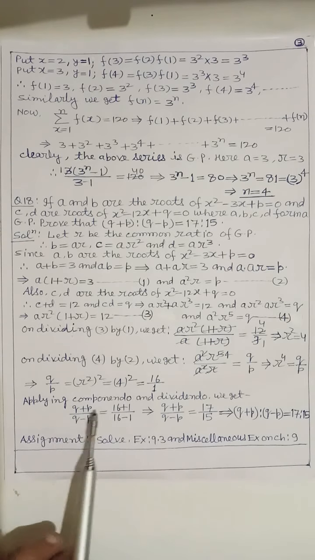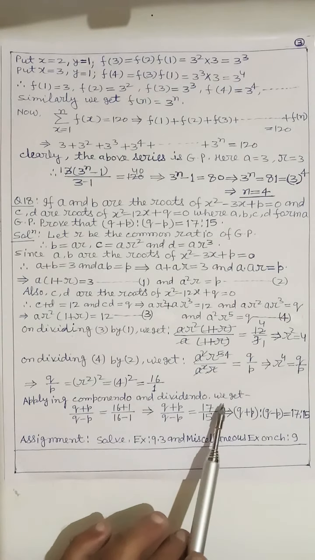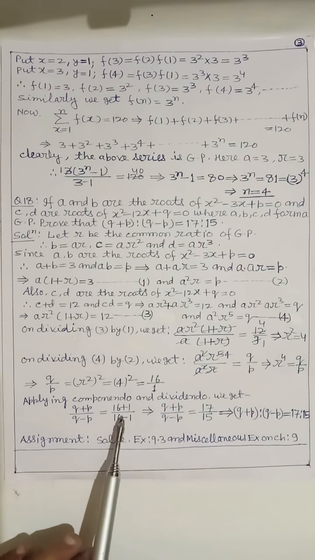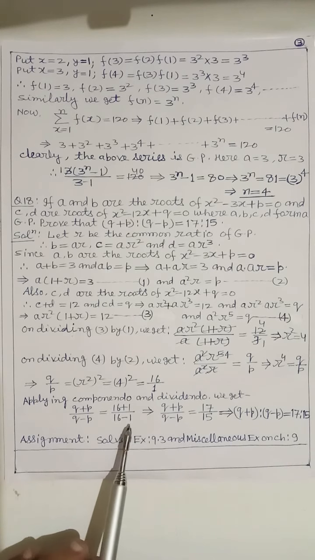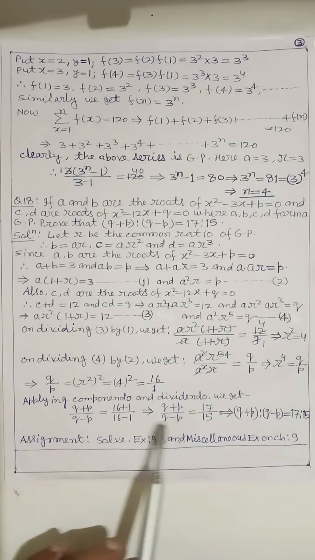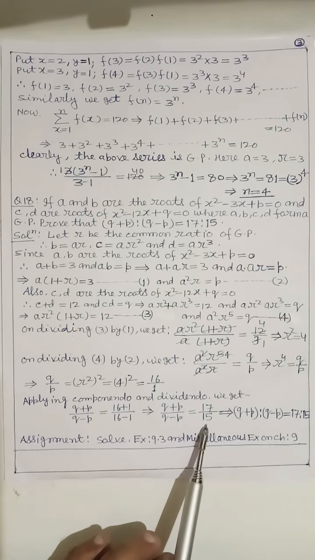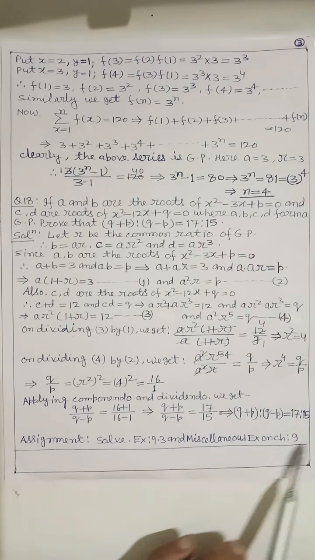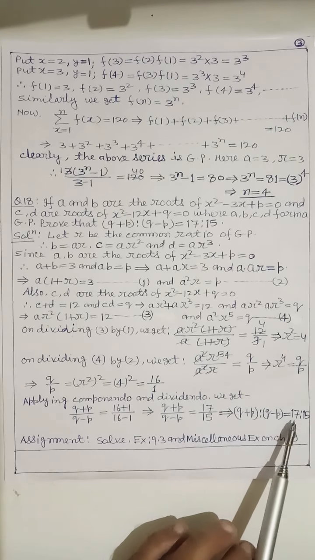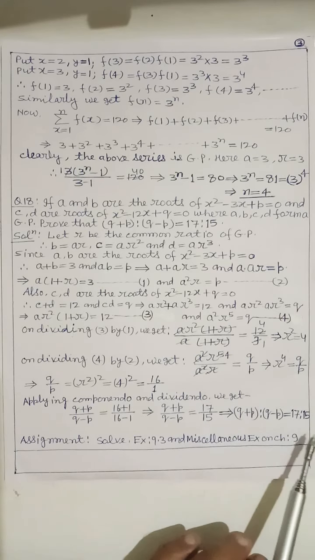Dear students, using componendo and dividendo, we get q plus p by q minus p equal to 16 plus 1 by 16 minus 1, and we solve this. Here we get q plus p by q minus p equal to 17 by 15, and this implies that q plus p is to q minus p equal to 17 is to 15.